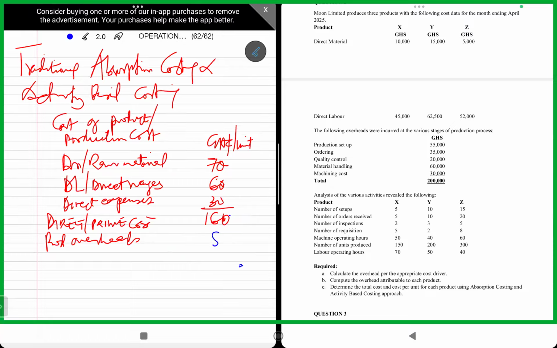So the total is what? The total cost per unit is what? 240 cedis per unit. This is the cost per unit.